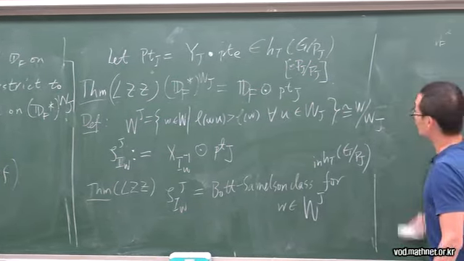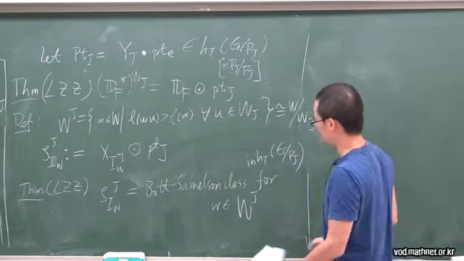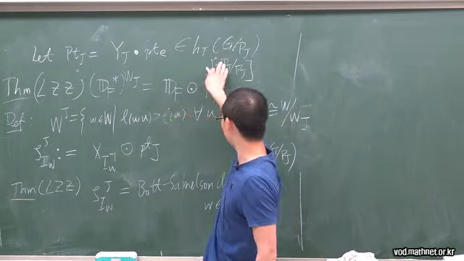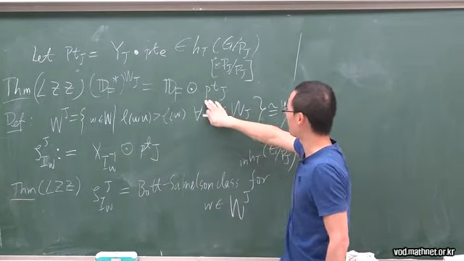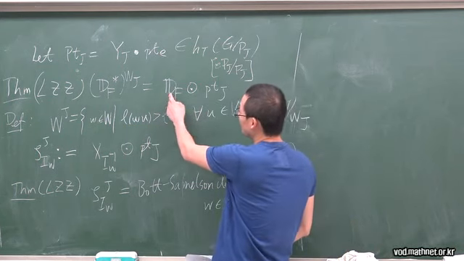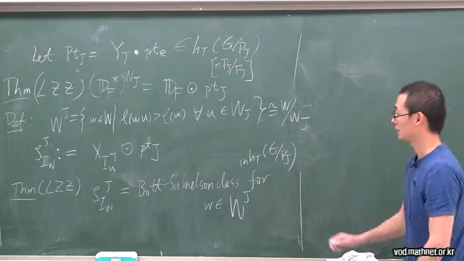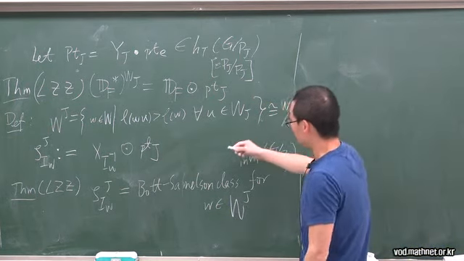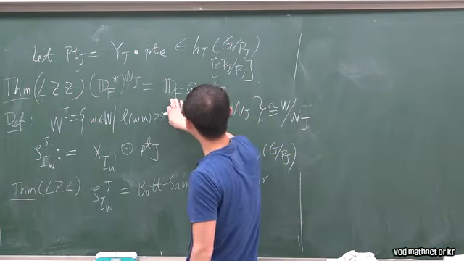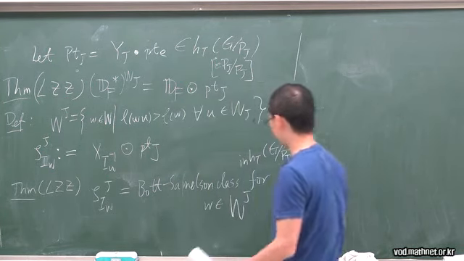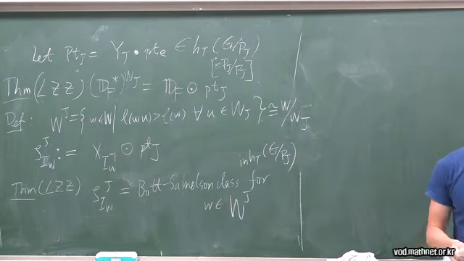And of course, because the cohomology of G mod P_J is generated by one element, if you keep adding the action of the operators on the point J, you can get everything. In other words, you can apply formal operators on this point J and get all the Bott-Samelson classes, and that's the meaning of this theorem.